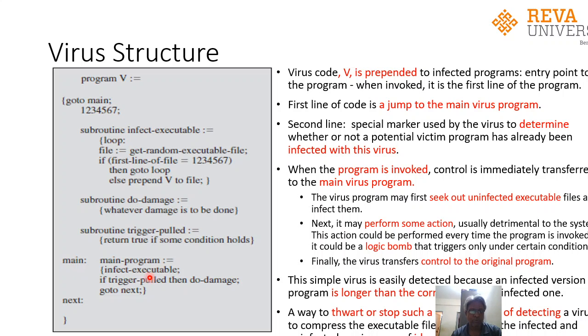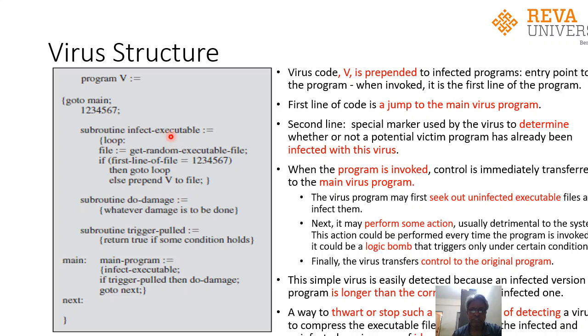When it comes to the main program, it executes these subroutines. Subroutine infect-executable. Then if the trigger is pulled, subroutine do-damage. Then it goes to the original program for execution. So there are three subroutines: infect-executable, do-damage, and trigger-pulled. In do-damage, whatever damage is to be done is executed. In trigger-pulled, it looks for a certain condition to occur. If the condition is true, it returns to the main, and it is going to do some damage.